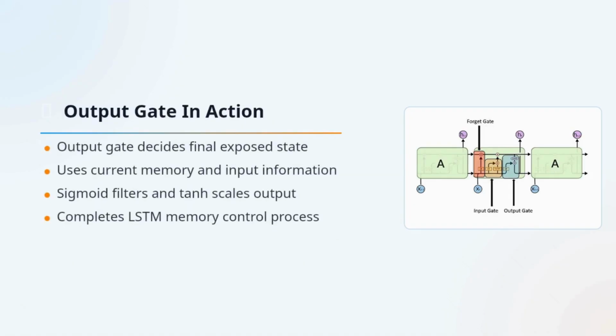Finally, the output gate decides what information from the memory block should become the visible output. It uses the current memory along with gating functions to control what gets passed ahead. Again, sigmoid chooses what to let through, and TAN helps shape the importance of those values. Now that we've covered all three gates, we have a complete picture of how LSTM improves sequence learning.